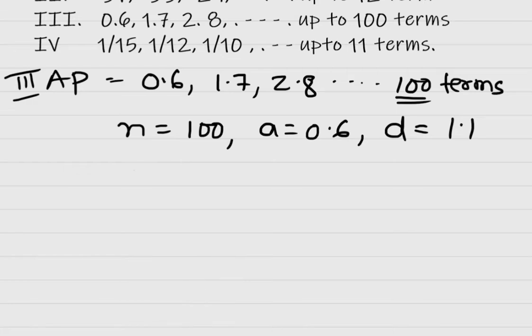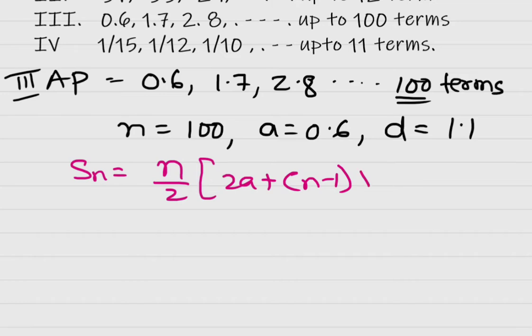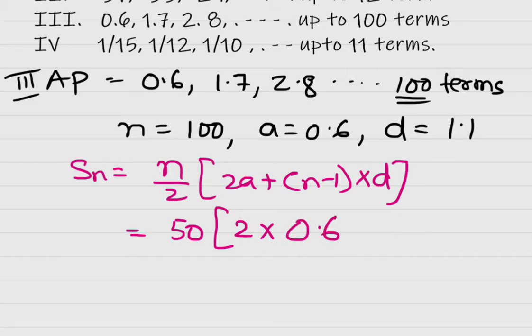So let us solve the given sum of the n terms. Sn will be equal to n by 2 into 2A plus n minus 1 into D. That is your common difference. So what is your n? N is 100. So 100 by 2 is nothing but 50 multiplied by 2 into A. What is your A? A is 0.6. So put 0.6 plus n minus 1, again 100 minus 1 is 99. And what is your D? D is 1.1.